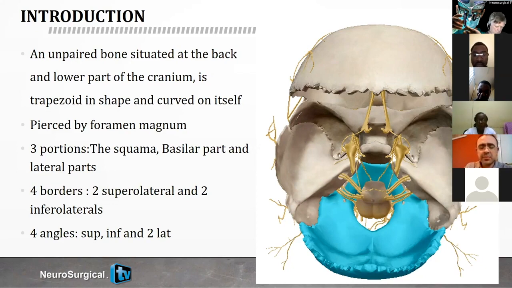We have the squama, the basilar part, and the two lateral parts. It has four borders, two superolateral and two inferior, and four angles: two superior and inferior, and two lateral.